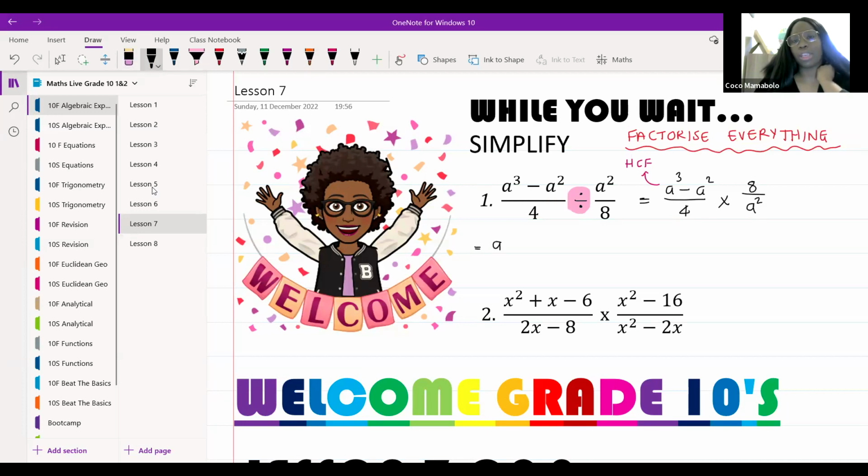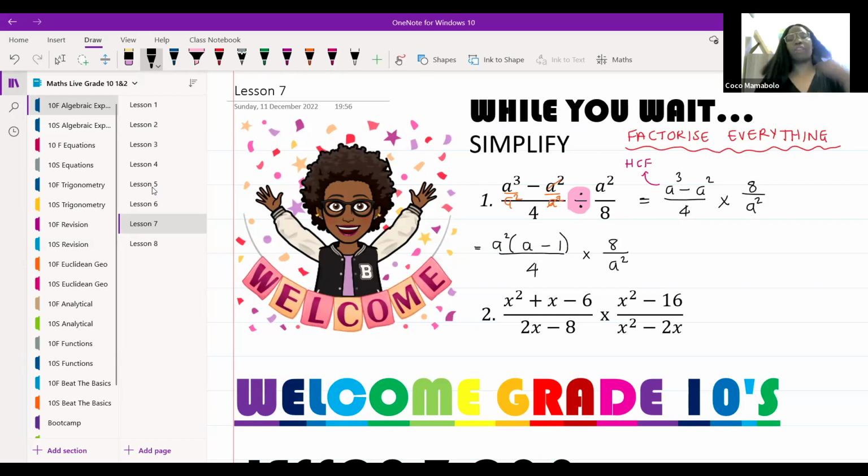But if we take out a squared, remember what we're going to do. We're going to divide this part by a squared and we're going to divide that part by a squared. So if I've got a cubed divided by a squared, what's that going to give me? A. Good, it's going to give me a. And then I've got negative a squared divided by a squared. What should that give us? Don't they cancel each other out? They do, but they don't just disappear. So if they cancel each other out, what are they going to give us? Negative 1. Excellent. Good. Over 4. Now times that by 8 over a squared.